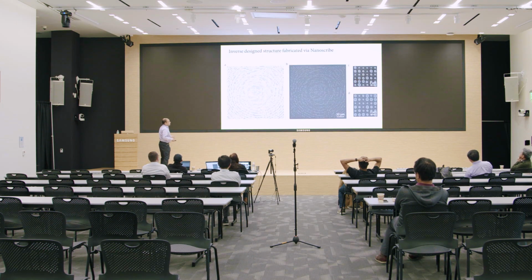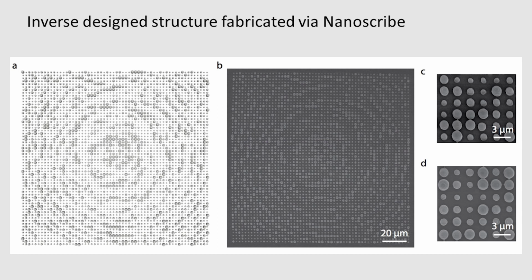So then we fabricated the structure. As I mentioned, we are making a sphere, because we cannot make a cylinder. A sphere you cannot make with lithography, so we have to do 3D printing. We use Nanoscribe to fabricate the structure.